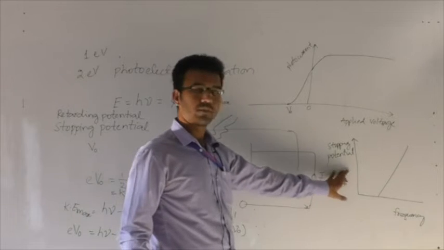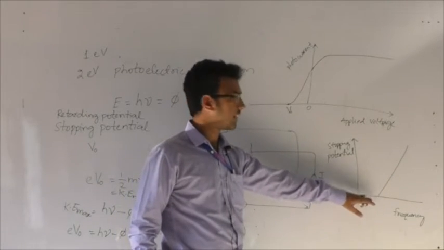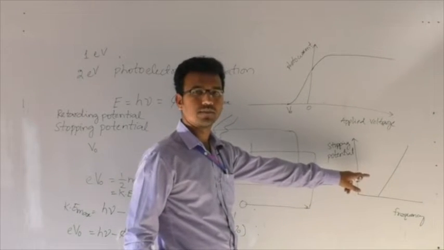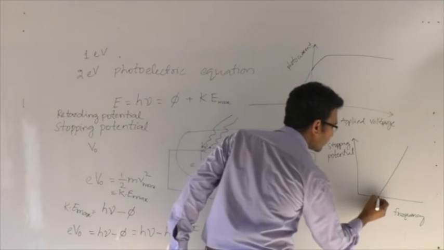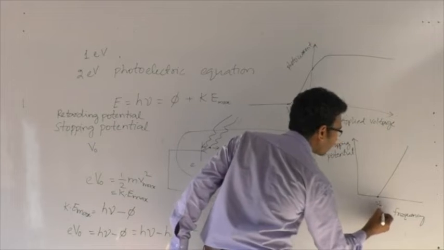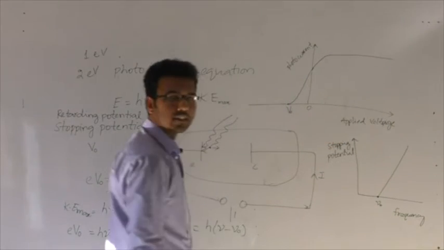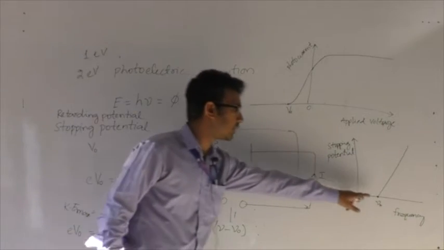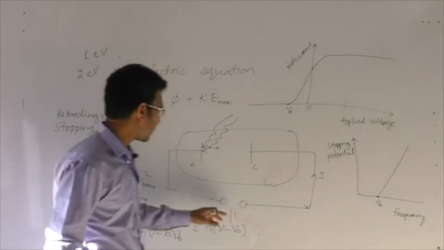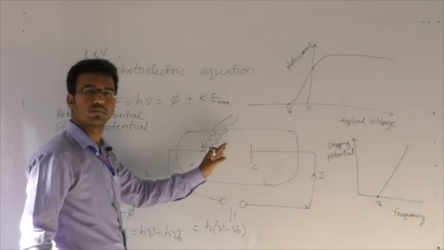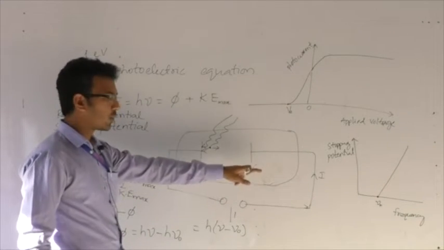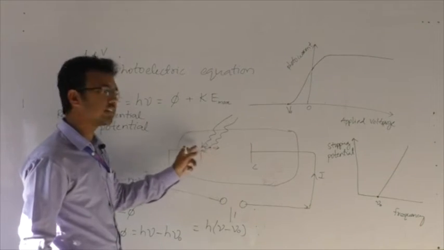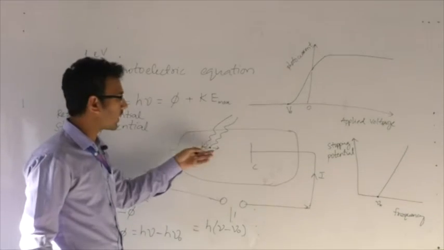When you plot a graph between the frequency of the incident light and the stopping potential, the graph will look like this. What will be this minimum value? You can term it as nu naught. It is the threshold frequency. At this frequency, the stopping potential, the potential that is required to stop the electron, is 0. Why? Because when the frequency of light is exactly the threshold frequency, then the kinetic energy will be 0. There will be no kinetic energy for the electron.